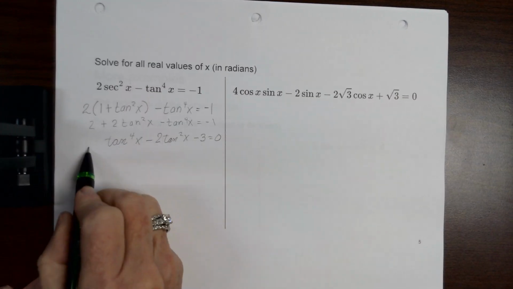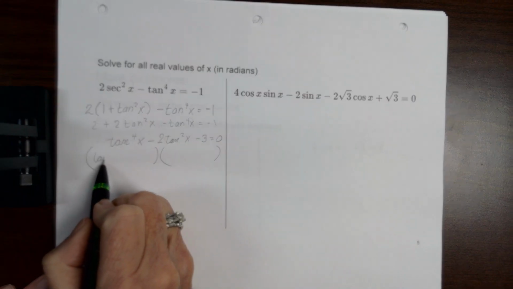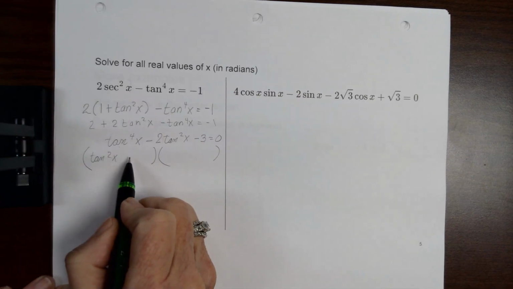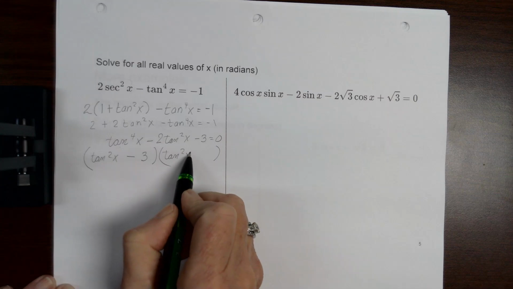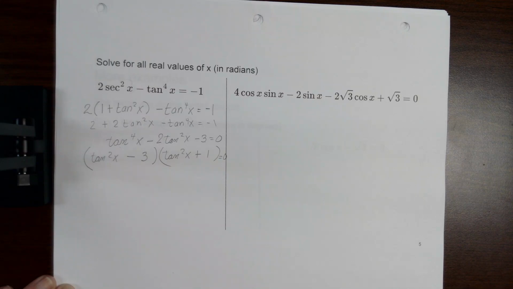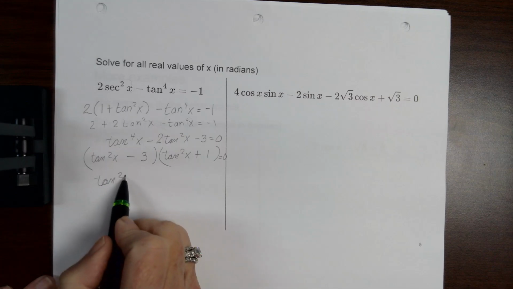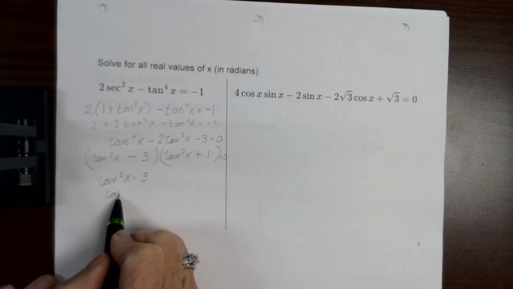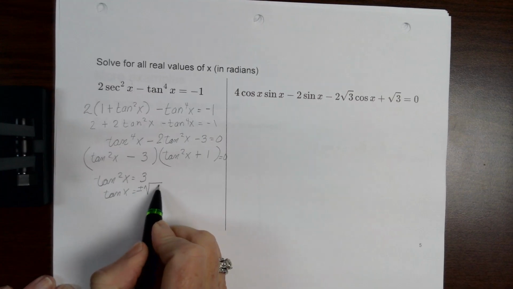That's a trinomial. I'm going to unfoil it. So I have the tangent squared x minus 3 is how it would have to work out. Tangent squared x plus 1 is equal to 0. When I set these equal to 0, I have tangent squared x is equal to 3. I'm going to have to take the square root of both sides, so I have a tangent of x is equal to plus or minus the square root of 3.